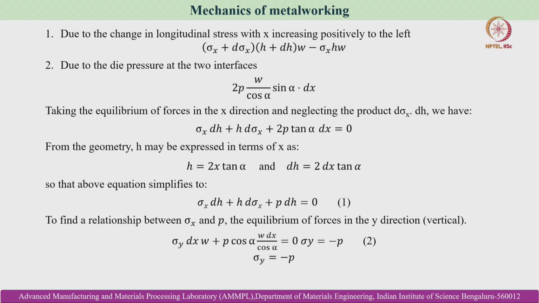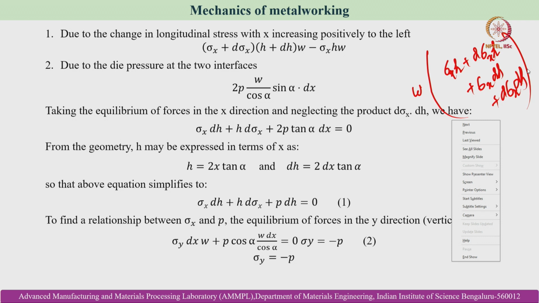If we make a product, then sigma x into h plus d sigma x into h plus sigma x into dh plus d sigma x into dh. Okay, this is multiplied by w. Then here we can see the d sigma x dh term, so we can basically neglect that. It cancels out here.